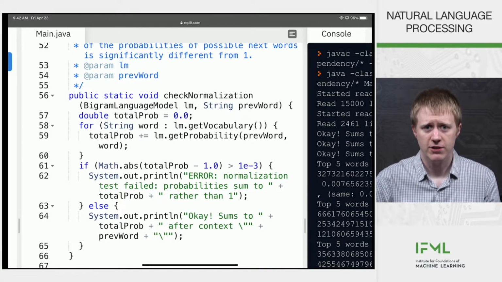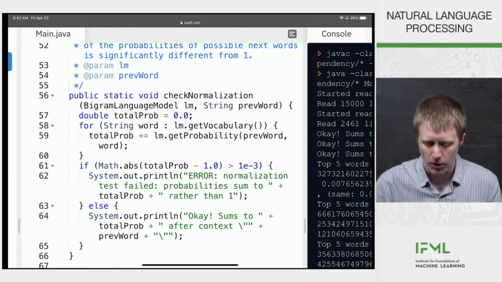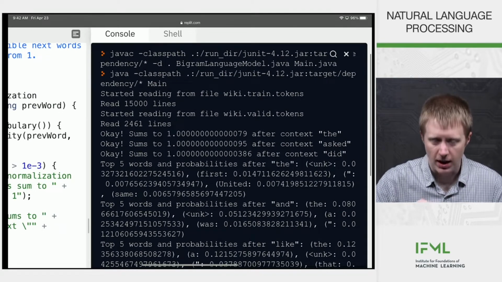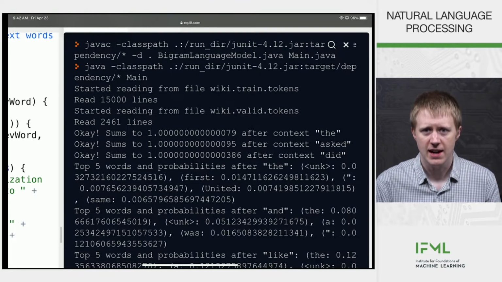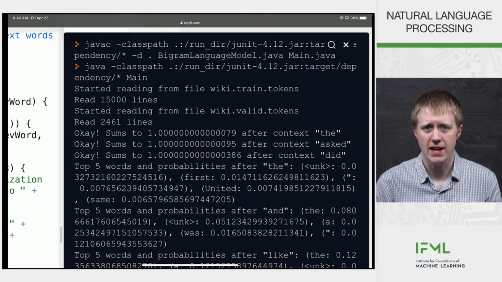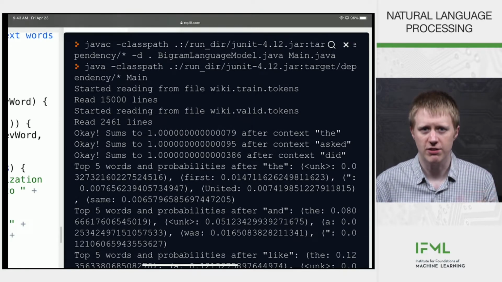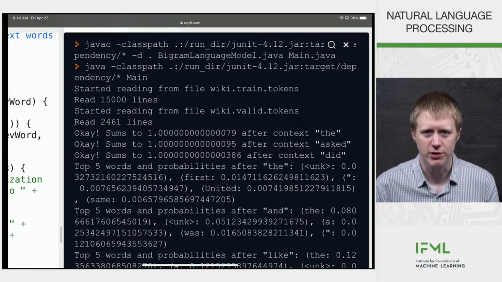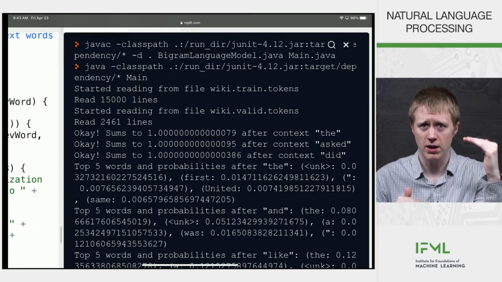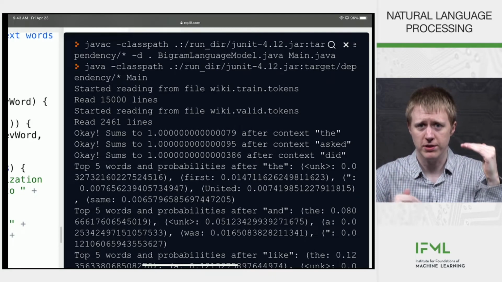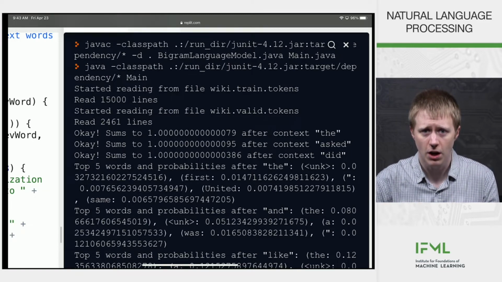Then we check whether that total prob is different from 1.0, and we don't want it to be. So let's pop over here where I've run this. And what we see here is that we tried it with three contexts: the, asked, and did. And the model basically sums to one. Now, floating point arithmetic is a little tricky, and so when we're adding up a whole bunch of floating point values, you're going to get rounding errors and things like that. So you see that it actually sums up to 1.0000079 or whatever, but this is very close to one and basically confirms that we have a probability distribution, because after the word the, we checked the sum of the probabilities of every possible next word and got something very close to one. Okay, cool.